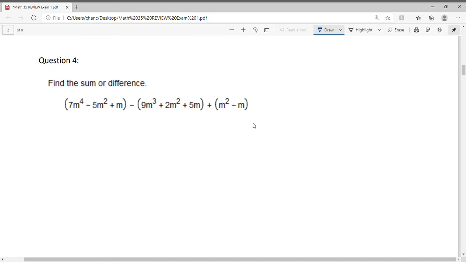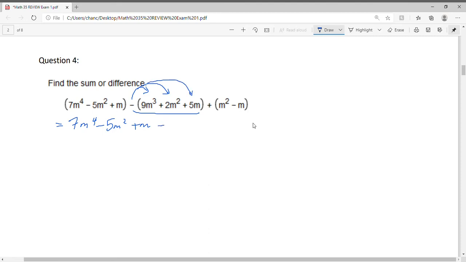Question number 4, find the sum or difference. Always try to get rid of these parentheses if possible first. In the first case, there's nothing to distribute, so I'll just remove the parentheses for the trinomial here. For the second term in the middle, notice there's a negative in the front, so I'll have to distribute that negative throughout this middle term.